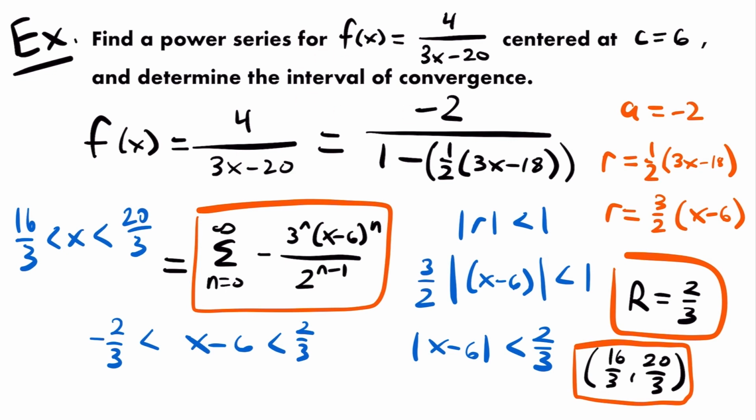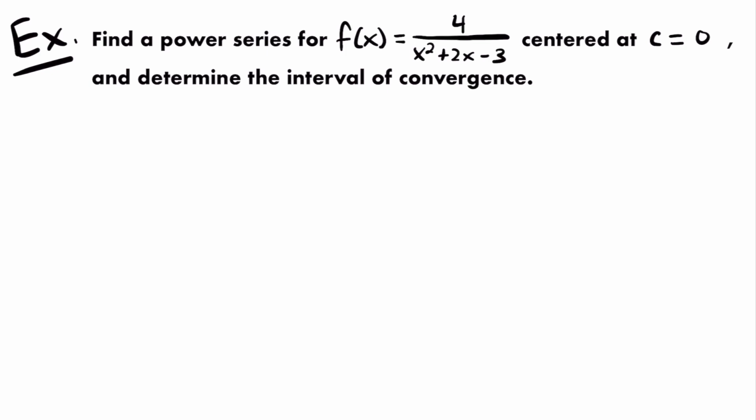And so with that, let's look at one more example for this video. All right, so here's our last example. We want to find a power series for the function f of x is equal to 4 divided by x squared plus 2x minus 3, and we want that power series to be centered at c equals 0, and we want to determine the interval of convergence for that power series.